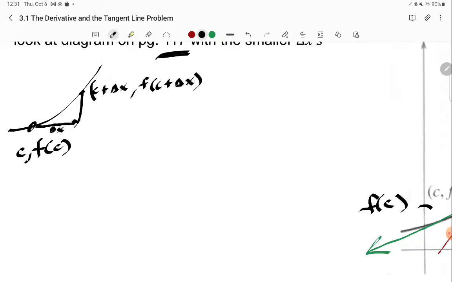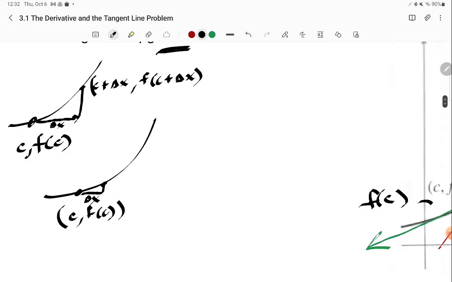Now our goal is to get it so that change is incredibly small. So let's draw another picture. Here we have the same c, f of c, and then let's choose a point right here. Now you can see this change in x is even smaller than the change in x up there. So we want that change in x to get incredibly smaller. In other words, we want that change in x to approach 0. So that's the big idea.